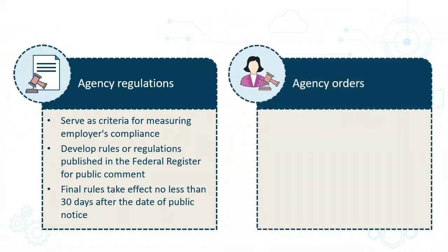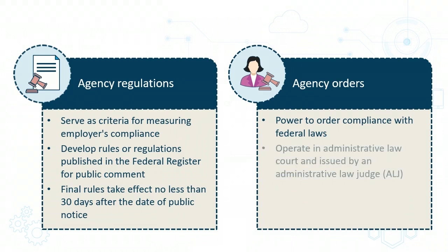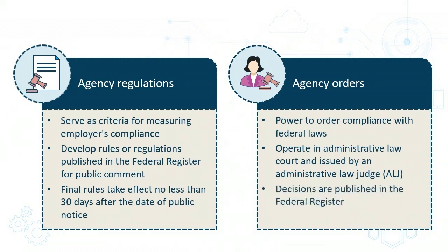Agency orders. The agency has the power to enforce compliance with federal laws in court, known as administrative law courts. Once issued by an administrative law judge, or ALJ, decisions in these cases have the effect of the law, and many of these decisions are published in the Federal Register. As regulations become more pervasive, the body of administrative law has become increasingly important.